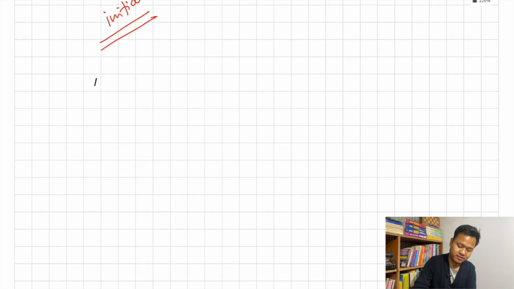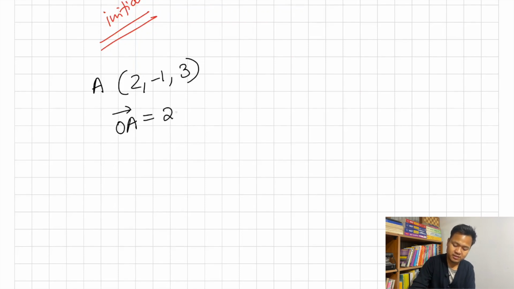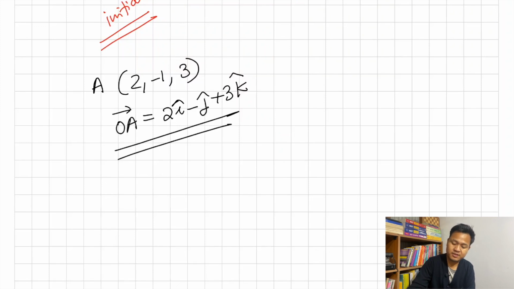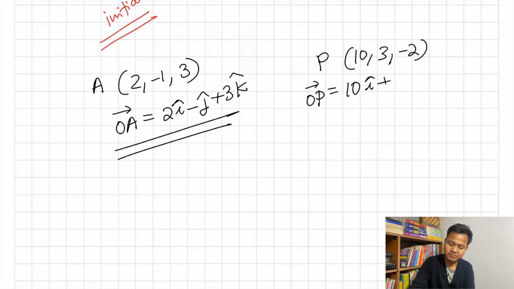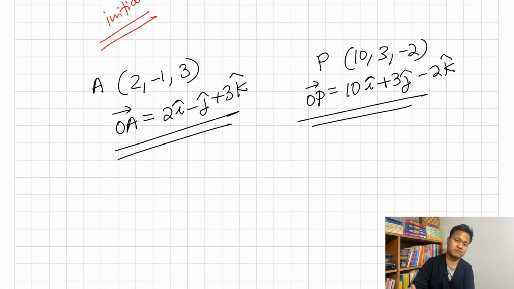Now if you are given any point, suppose A is (2, minus 1, 3), how do you write vector OA? OA will be 2i cap minus j cap plus 3k cap. This is how you write a position vector. If you are given some point P as (10, 3, minus 2), then OP equals 10i cap plus 3j cap minus 2k cap. So this is the position vector.